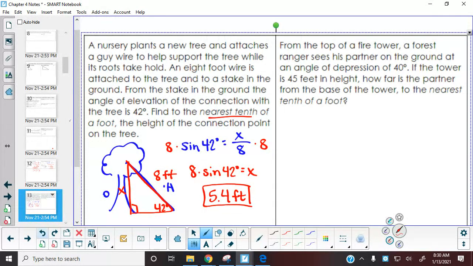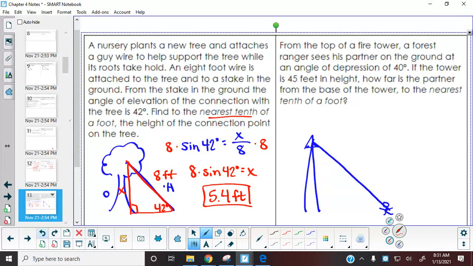All right, the last one. From the top of a fire tower, a forest ranger sees his partner on the ground at an angle of depression of 40 degrees. Okay, so let's talk about this angle of depression. Again, I'm not an artist, so just kind of bear with me. This is my little tower. He's up there. We spot a partner down here. Okay, we've got the triangle going in.